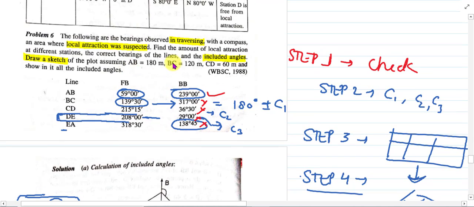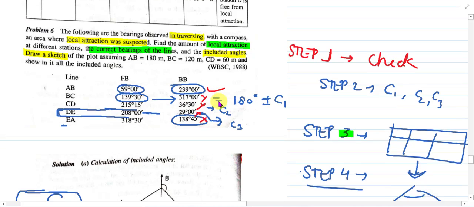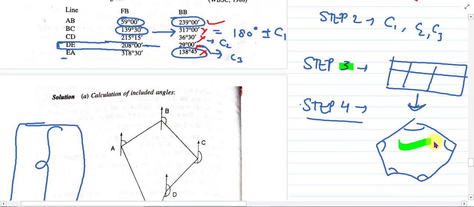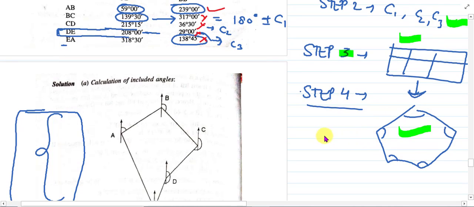Pay attention to the language of the question: first find out the local attraction, which we already find in terms of C1, C2, C3. Then find the corrected bearing of the lines, which we already cover in step number 3. And in the last, find the included angle. That was the sequence of the question, the chronology. And we just follow this chronology in our answer also. First we find C1, C2, C3, then we draw a table of corrected angles, and then last, we draw a figure and find the internal angle with the help of the figure.